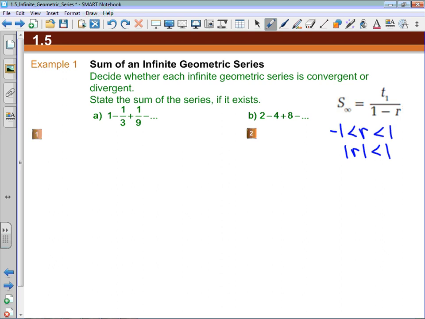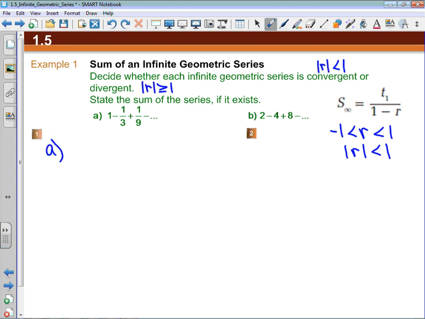So when this question asks, decide whether each infinite geometric series is convergent or divergent, it is convergent if the absolute value of r is less than 1, and divergent if the absolute value of r is greater than or equal to 1. A lot of students will just remember that if the series is getting smaller and smaller term by term, then the absolute value of the common ratio is less than 1. I would highly recommend, at least initially, that you check it. Every time you get an infinite geometric series, you should be finding the common ratio anyway. It's very rare that you don't need that common ratio.